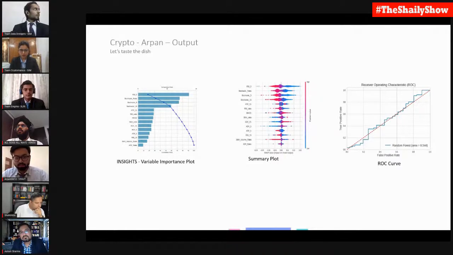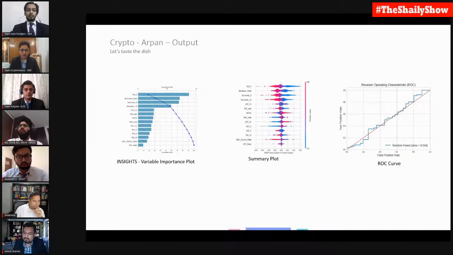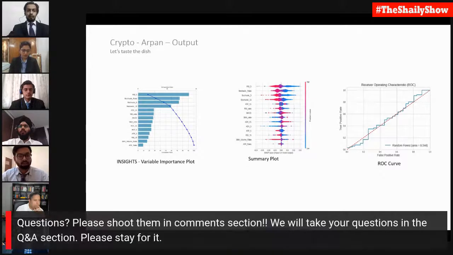The second one is a summary plot, which I created using SHAP algorithms. Here you can see the RSI 5. Red indicates that the value will go down, and blue indicates that the value will go up. So for a low value of RSI, the value will go up, because on the negative x-axis the value is red. In the case of MACD, the red is on the positive x-axis, so a high value of MACD gives a higher indication.